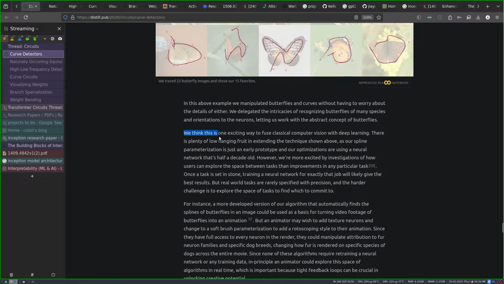We think this is one exciting way to fuse classical computer vision with deep learning. There's plenty of low-hanging fruit in extending the techniques shown above, as our spline parameterization is just an early prototype and the optimization uses a neural network that's just half a decade old. However, we are more excited by investigating how users can explore the space between tasks than by improvements in particular tasks.